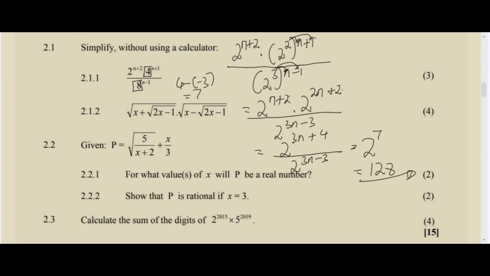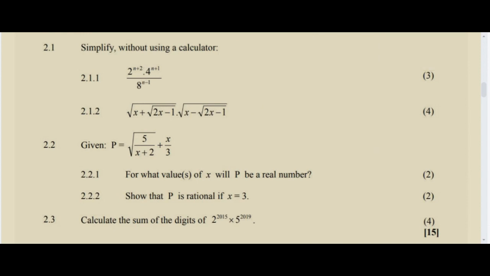Then let's proceed. We have 2.1.2. We are given all this. Then all we have to do is first multiply out here. So this will just cancel out this bigger square root here. So we'll be left with x plus square root 2x minus 1. And then we can put it inside the bracket. Also, this would be x minus square root 2x minus 1.